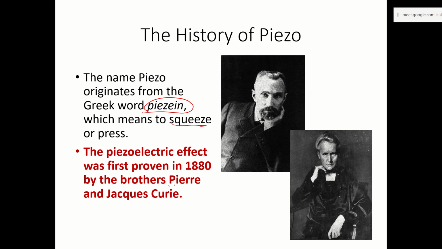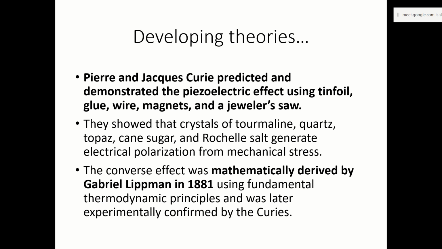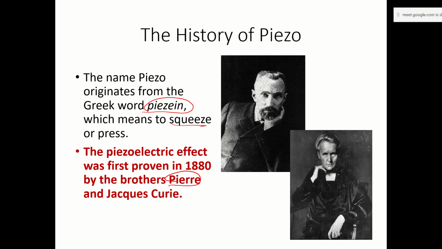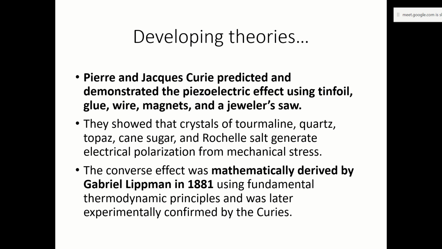It was two brothers, Pierre Curie and Jacques Curie, who discovered it in 1880, and still its full potential has not been utilized. It can be helpful in overcoming the energy crisis. That's the point he was making.